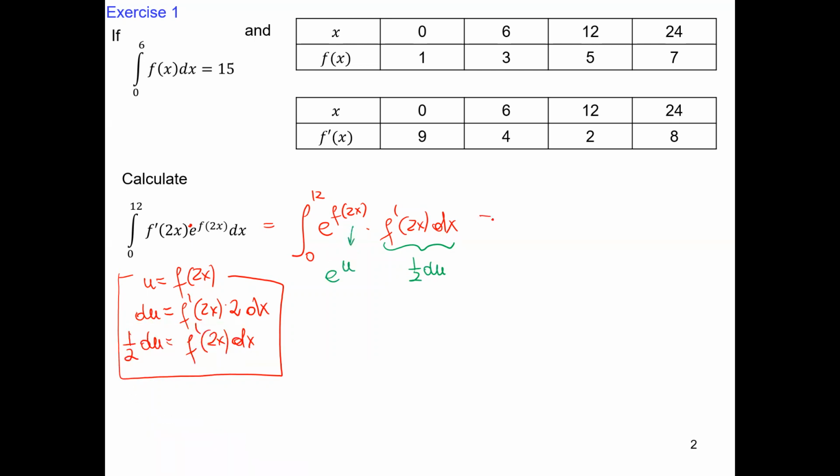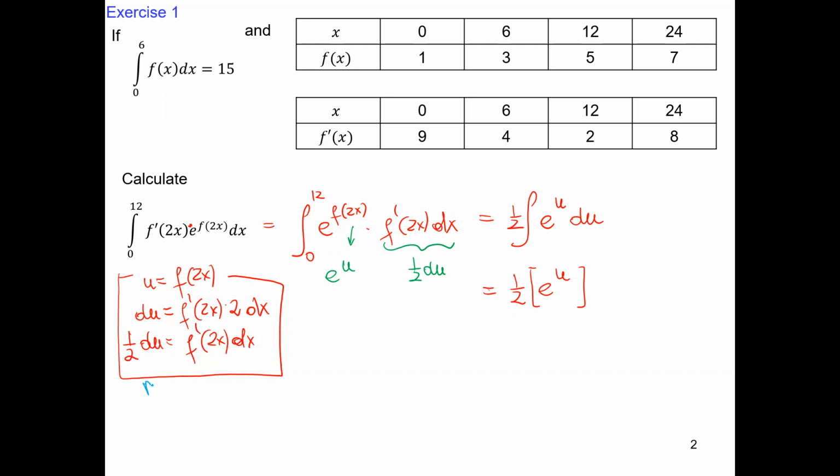Okay, let's rewrite everything: e to the power of u, and f prime of 2x dx is 1/2 du. Let me put 1/2 in front. The constant can always be pulled outside. Okay, and the integral of e to the u du is just e to the u. We do have one more step. Since we used the U-substitution, we changed the variable, so we have to find new limits of integration.